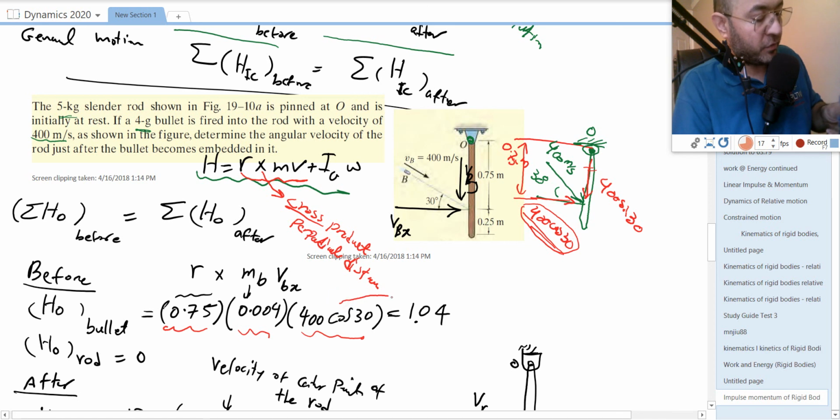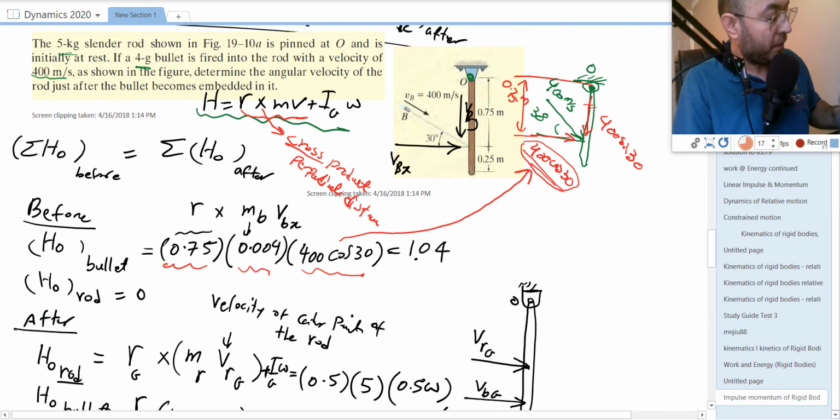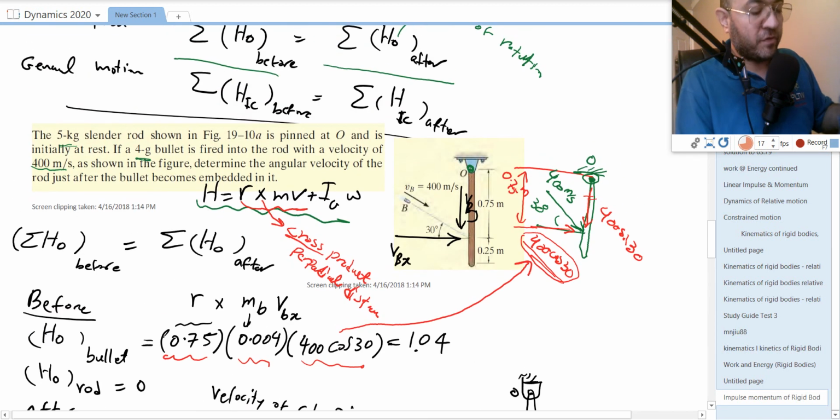And how did we get 400 cos 30? From here, because that's just the perpendicular component. Before the impact, the rod is not moving, so H of the rod is 0. If I gave you the same problem and said that the rod is moving with a velocity of 3 meters per second, it would be easy. You can say, okay, the rod has a velocity of 3 meters per second, then you can calculate all of those.